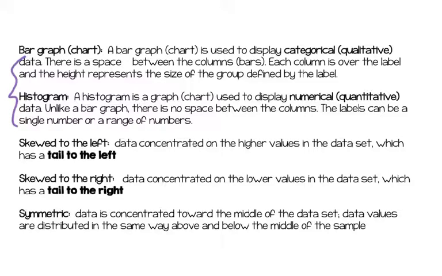The next thing we're going to talk about is data that's skewed. Now first off, what we're going to talk about right here is only good for numerical data. You cannot talk about skewed data when you're talking about categorical. It doesn't make any sense. So let's talk about skewed data.